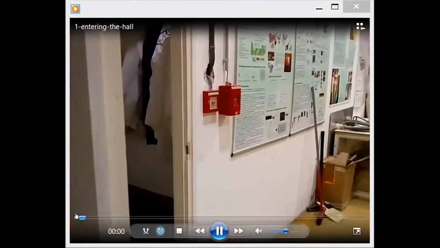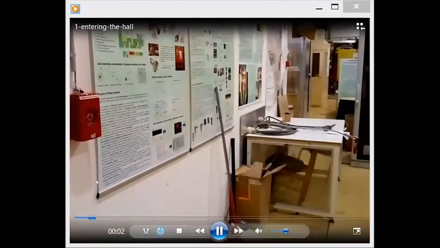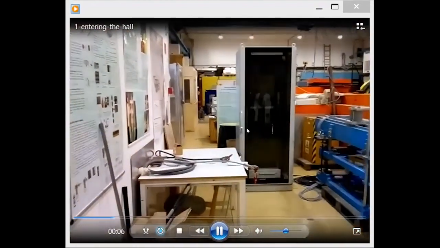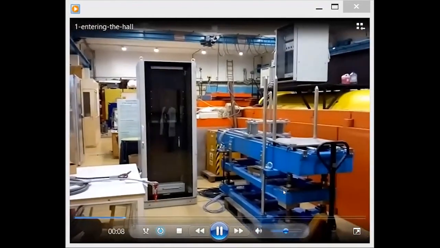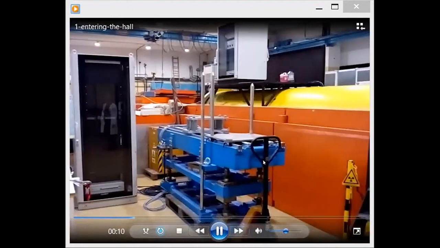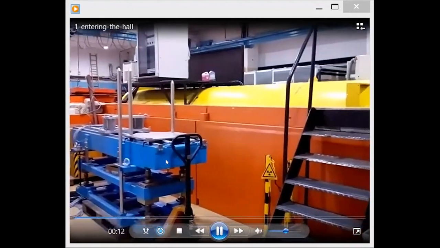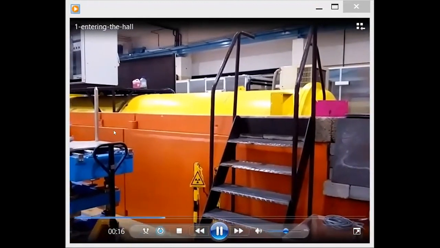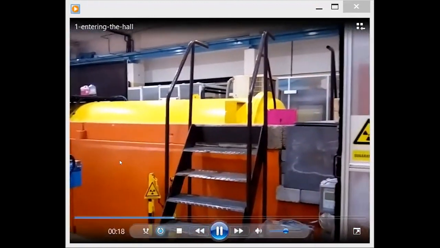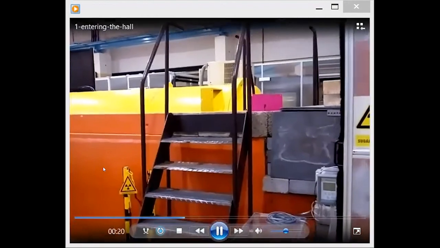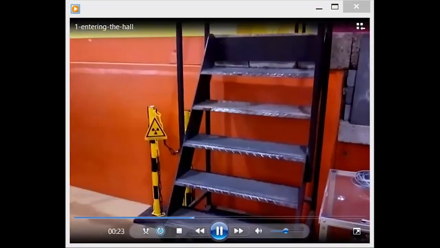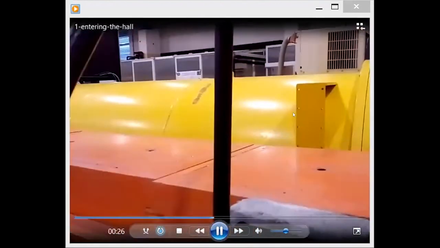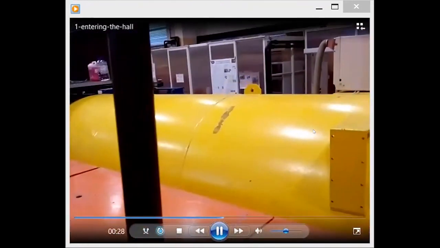So we enter the guide hall. It's an awful noise. This is the overview of the experimental hall. There are various sorts of finished or half-finished steel installations here. The interesting is this orange channel, which is the shielding of one neutron guide, which leads to another experimental station. And the second one is this yellow tank, which is the yellow submarine spectrometer.